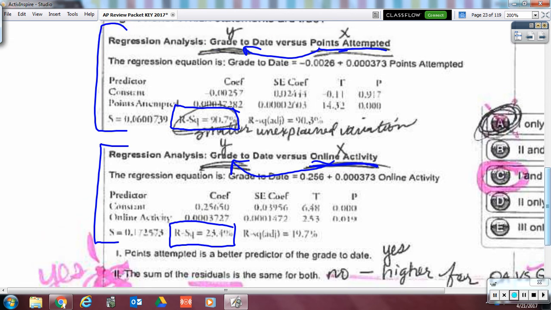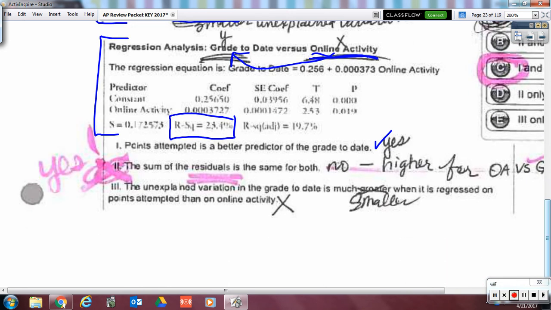Which one's better? Points attempted, because it's got a higher correlation. So points attempted is better. How about this? The sum of the residuals is the same for both. What is the sum of the residuals for both? 0. So, yes, that is correct.